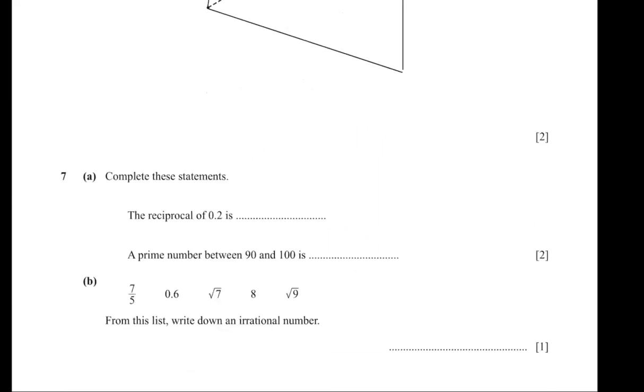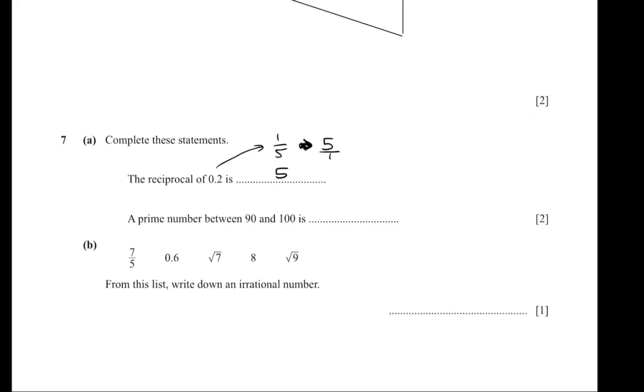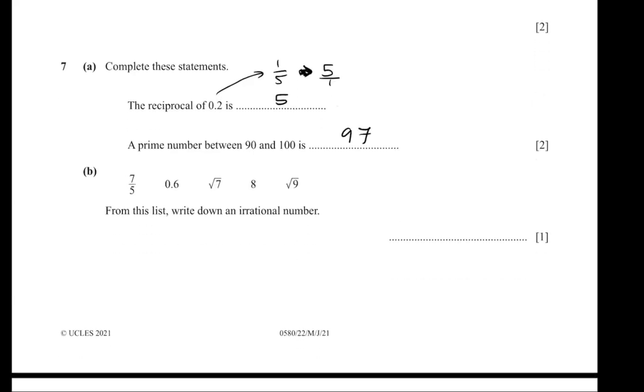Complete this statement: the reciprocal of 0.2. Reciprocal of 0.2 means that we need to flip the fraction. So for example, 0.2 is 1/5. We can just flip it, which is 5/1, which is 5. It's a reciprocal. And the prime number between 90 and 100 is 97. 93, no. 91, no. 95, no.